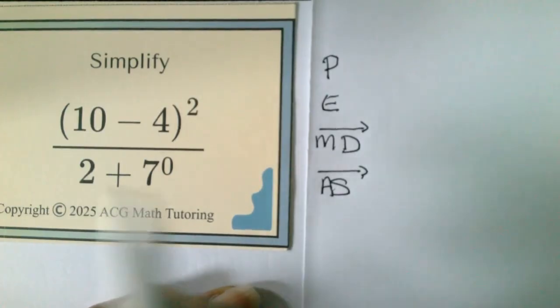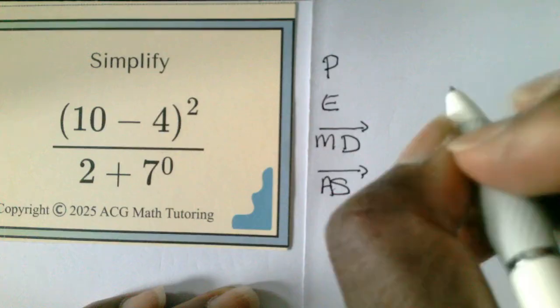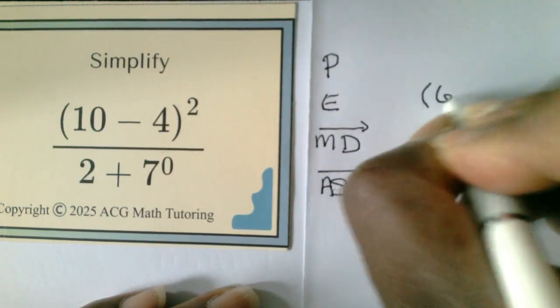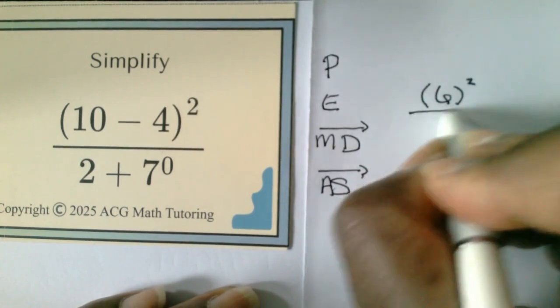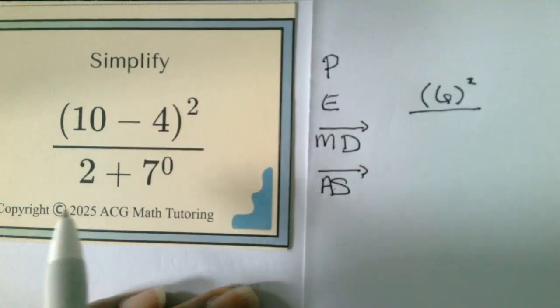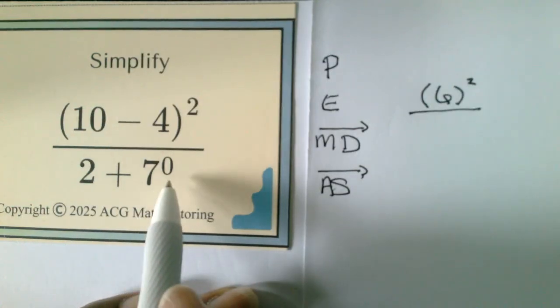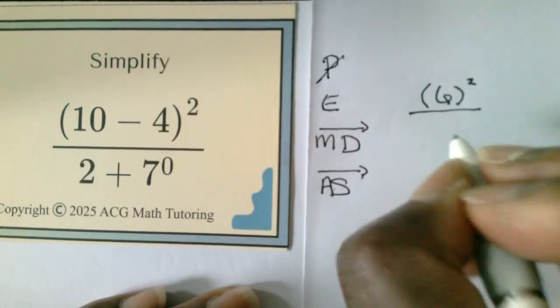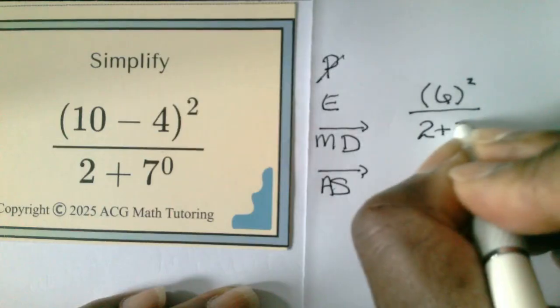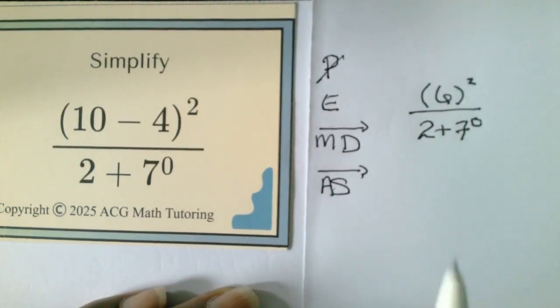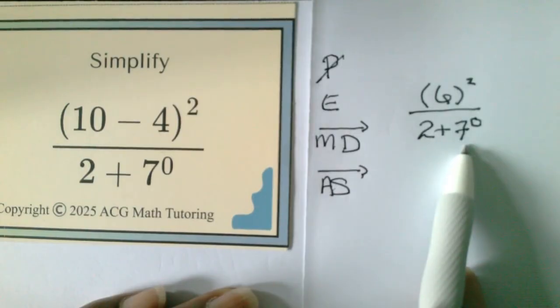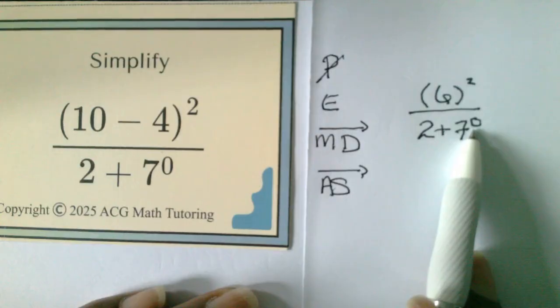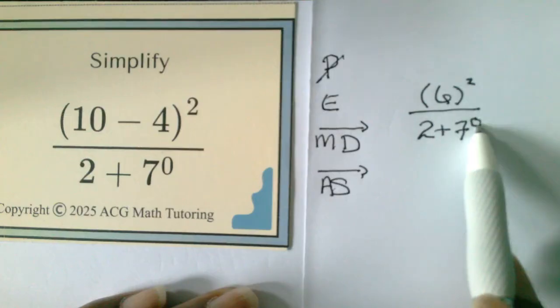So if we take a look inside the parentheses, we have 10 minus 4. Well, 10 minus 4 gives us 6. And that's going to be squared. Okay, our denominator, we have 2 plus 7 raised to the 0 power. So that means we're going to be looking at our exponents next. This is the next thing that a lot of people usually get wrong. Anything raised to the 0 power is not 0. It's 1. Okay, anytime you have to the 0 power, it's equivalent to 1.